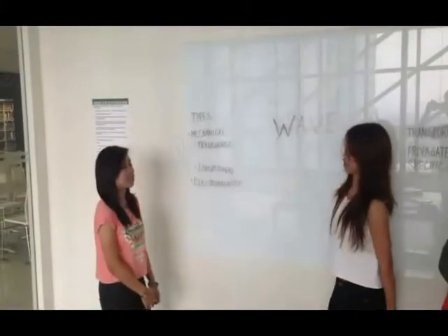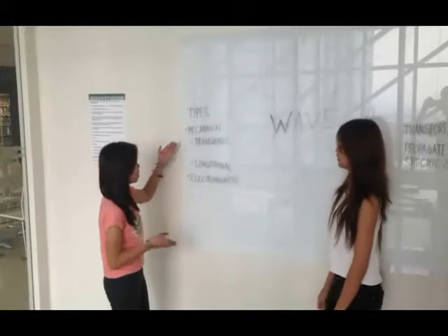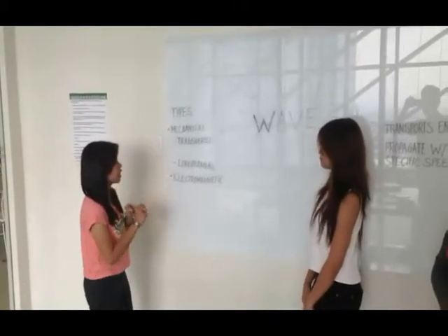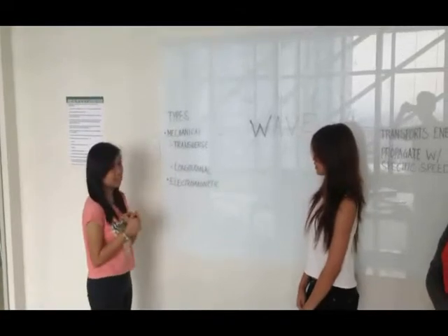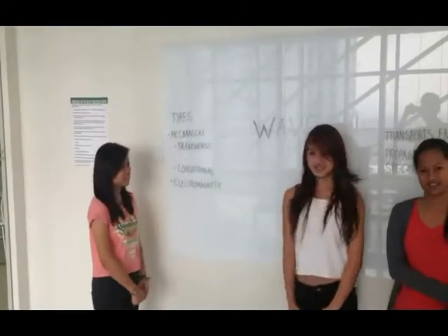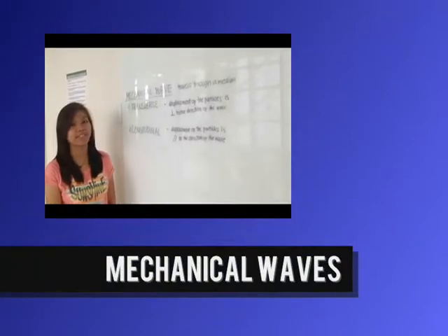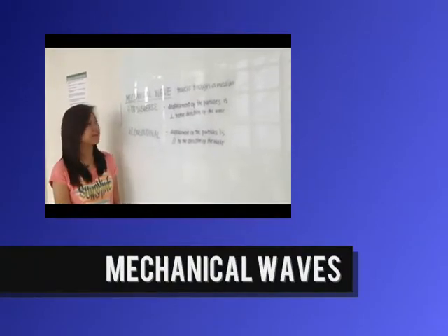There are two types of waves: a mechanical wave and an electromagnetic wave. A mechanical wave has two kinds of waves: transverse waves and longitudinal waves. A mechanical wave travels through a medium, which means it requires a medium to occur.